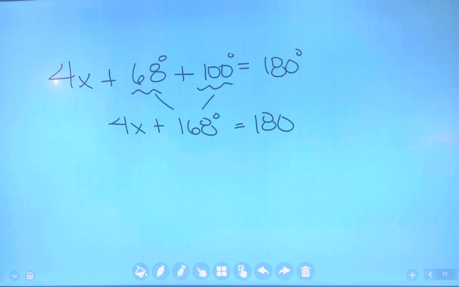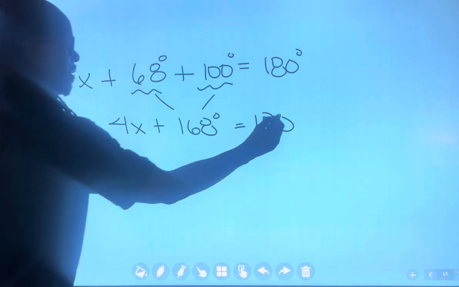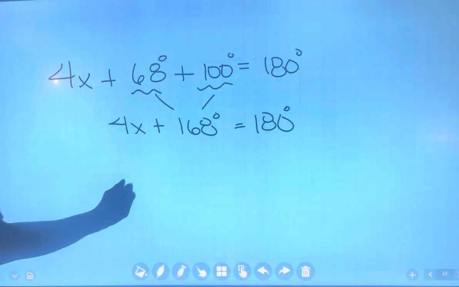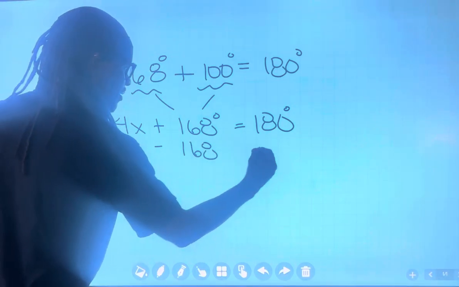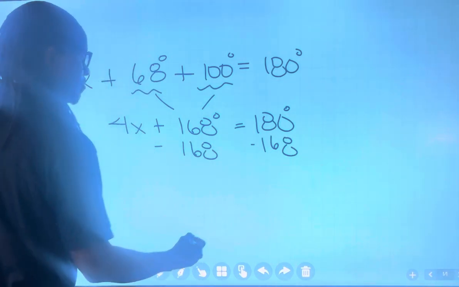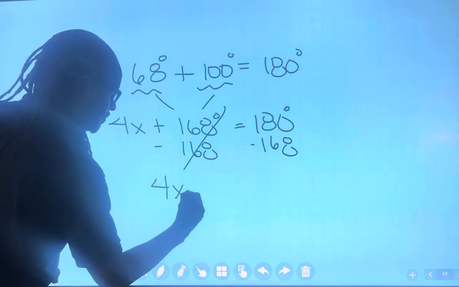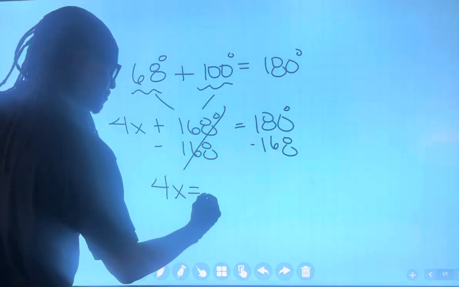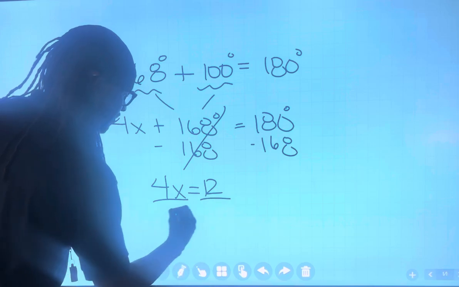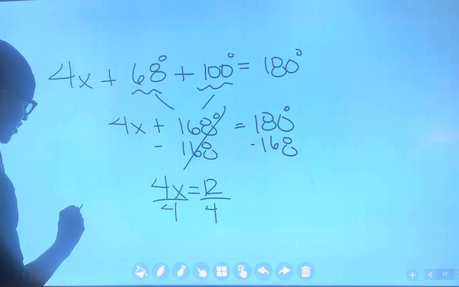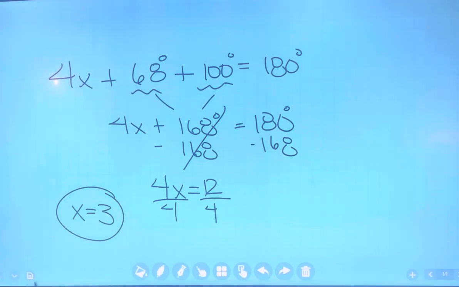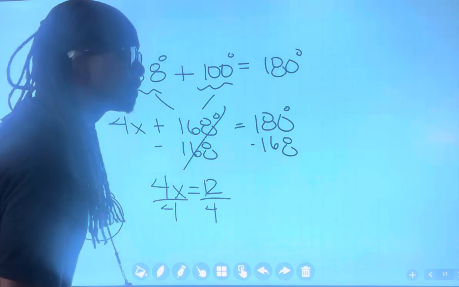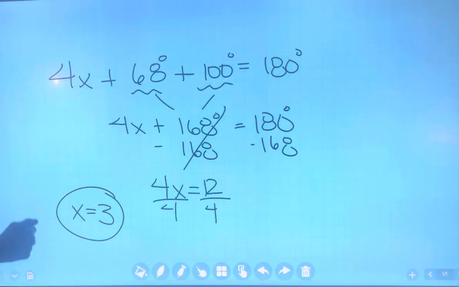And then I do what on both sides? Subtract 168 from each side. When you do that, these cancel, giving you 4x. 180 minus 168 should be what? 12. Then I divide both sides by 4, making x equal 3. But you're not done yet. You know that x equals 3.